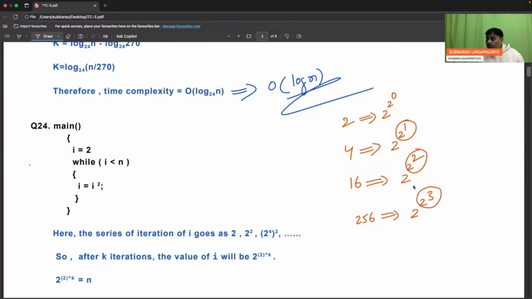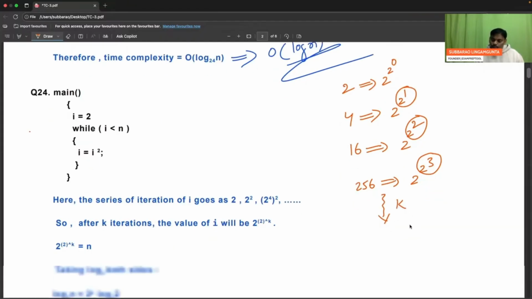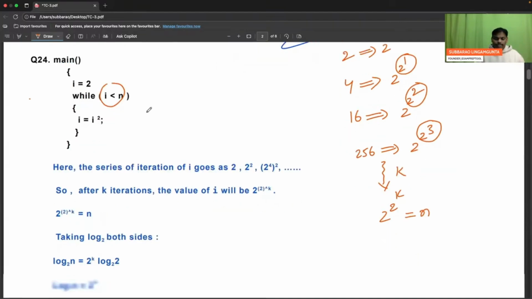I think if I do it 3 times, it is 2 power 3. If I do it 2 times, 2 power 2. If I do it k times, this became 2 power k. Increasing like that, finally after increasing so many times, this became n. Equal to n, you can stop it.